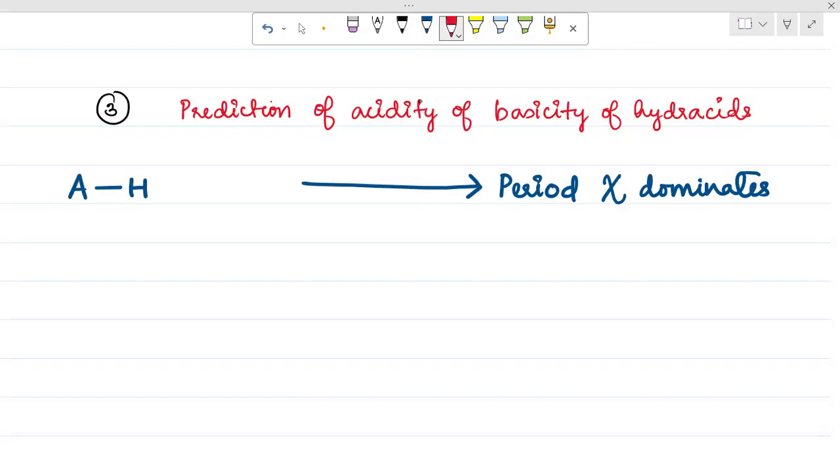So, if you have a series of, let's say, CH4, NH3, H2O, and HF, and you have to compare the acidity. Here the central atom is attached to H, and these are all hydra acids. So for acidity, I have represented it like this, okay? See what the central atoms are: carbon, nitrogen, oxygen, fluorine. As you move from left to right, electronegativity is the dominating factor.